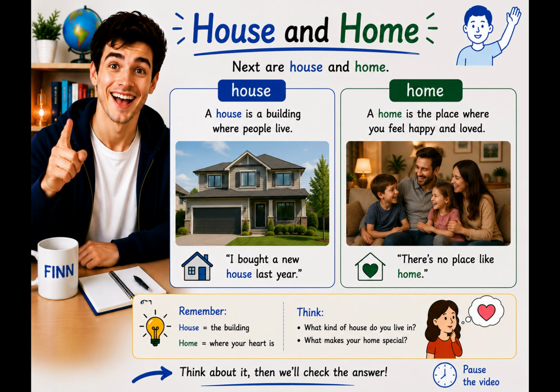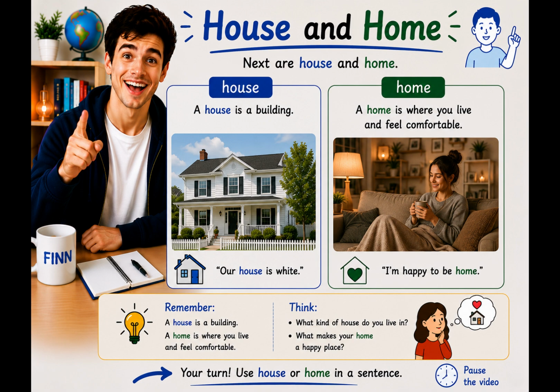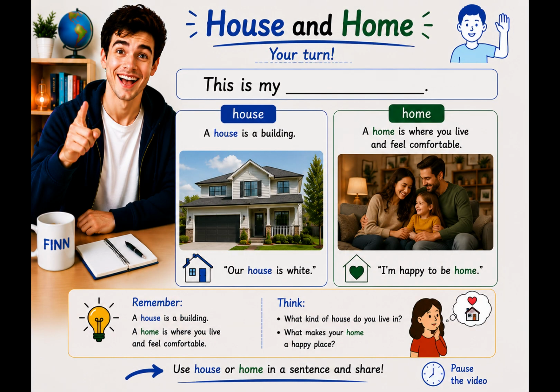House and home. Next, house and home. A house is a building. Our house is white. A home is where you live and feel comfortable. I'm happy to be home. Your turn. What word goes in the blank space? Answer, home. Did you get it right?